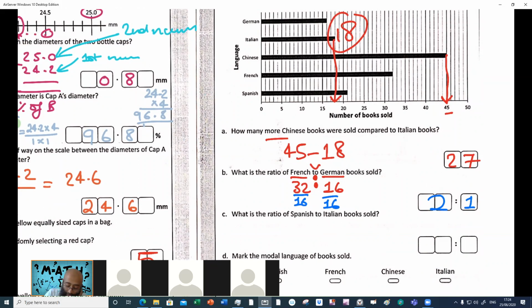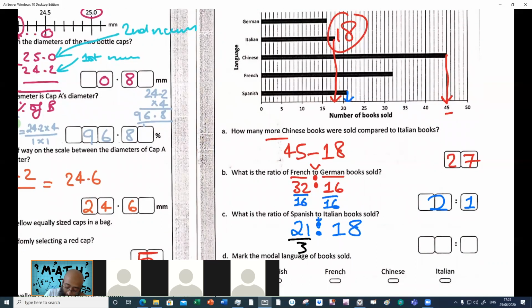Next question, read. What is the ratio of Spanish to Italian books sold? Okay, so Spanish we can see from here, we just read from the scale, is 21. And we put down our colon there. And Italian, how many were Italian? There were 18. Okay, so can we cancel it again now? You could cancel it by 3. Fantastic.